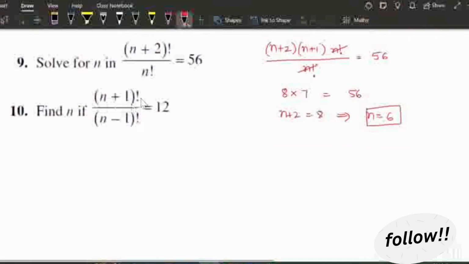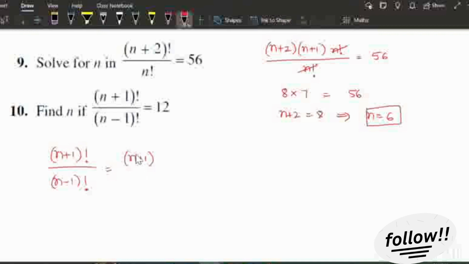Now, in the next question, we have (n plus 1) factorial divided by (n minus 1) factorial. Here also, as I told you, start with the biggest number. Which is the big number here? n plus 1 is bigger than n minus 1. So first write n plus 1. Now from this you subtract 1 and write n plus 1 minus 1, which is n. Now subtract 1 more, which gives you n minus 1. Now see, I've got the same number as in the denominator.